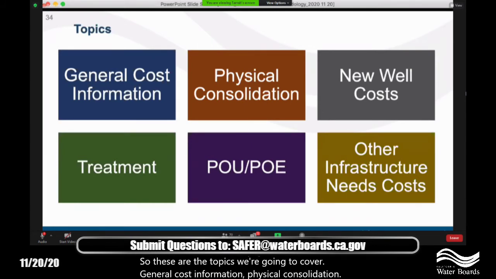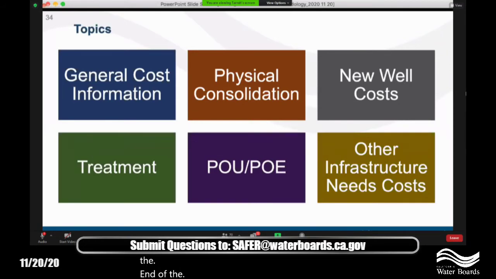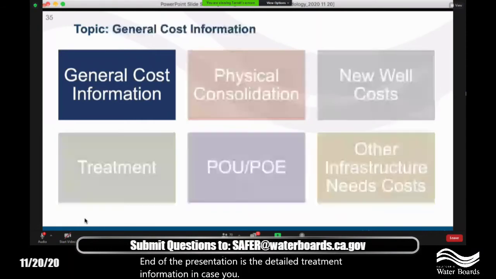So these are the topics we're going to cover: general cost information, physical consolidation, new well costs, treatment, point of use, point of entry, and other infrastructure needs. And you'll notice that I've grayed out some of these boxes so you can see which one we're on, and this will walk us through the order of the presentation. And when we get to this green box, treatment, I'm going to hand it over to Craig Gorman with Corona Environmental Consulting as well. And he's going to get deep into the treatment section. And that's most of the information at the end of the presentation, the detailed treatment information, in case you would like more detail on that.